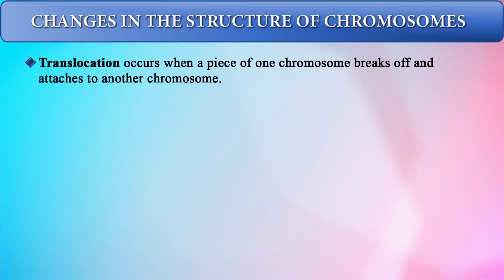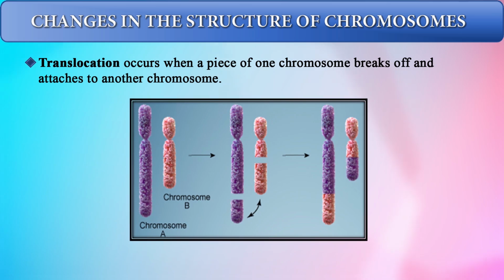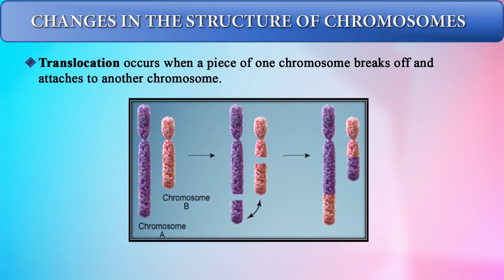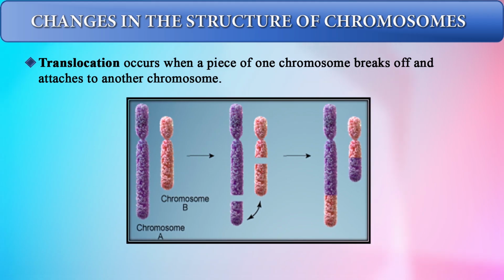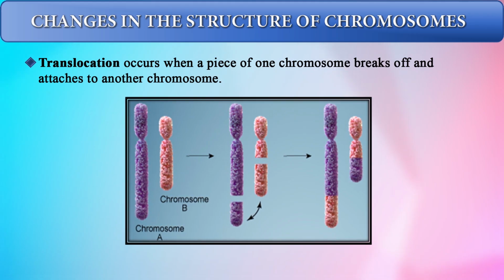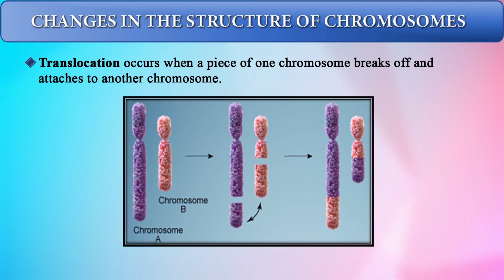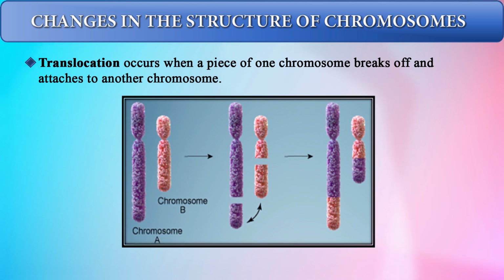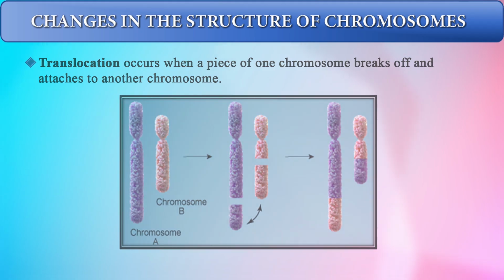The first is translocation. This occurs when a piece of one chromosome breaks off and is attached to another chromosome. So here I have explained it with a figure. We have chromosome A and chromosome B depicted in the violet and the pink colors, and you will see that in the violet chromosome A, one part of the chromosome is breaking off and this is getting inserted along with the chromosome B. So you have a different chromosome, and this is a translocation effect.